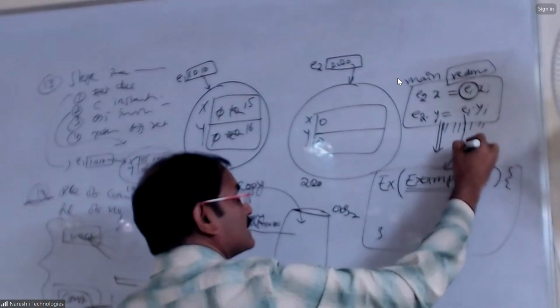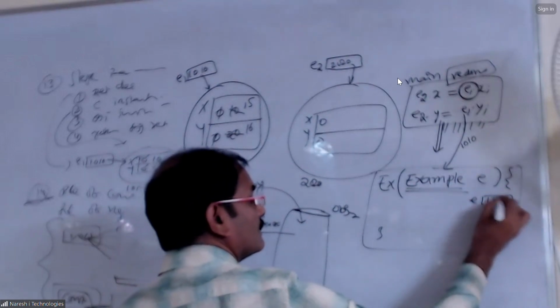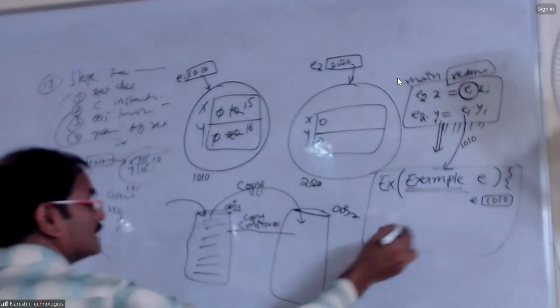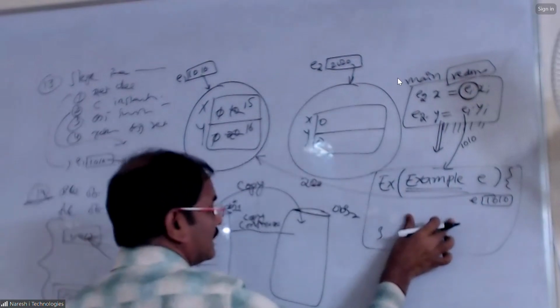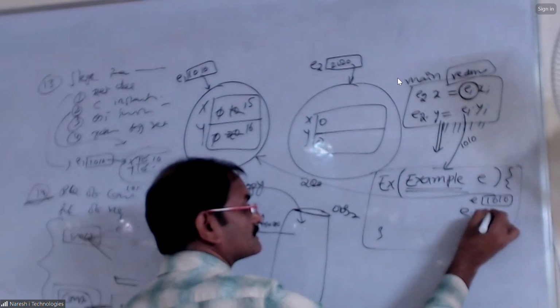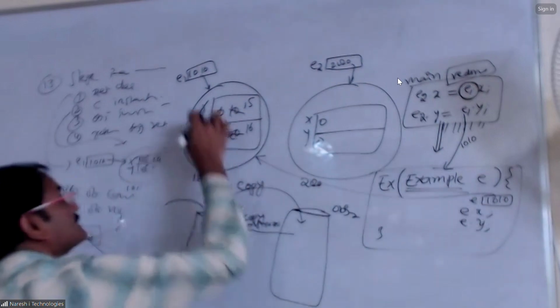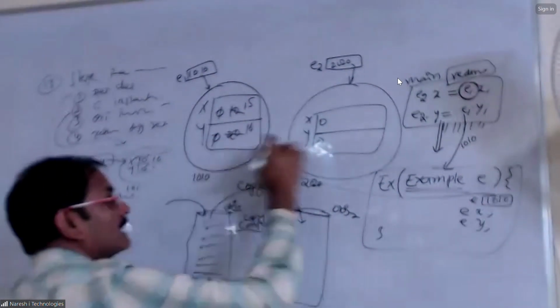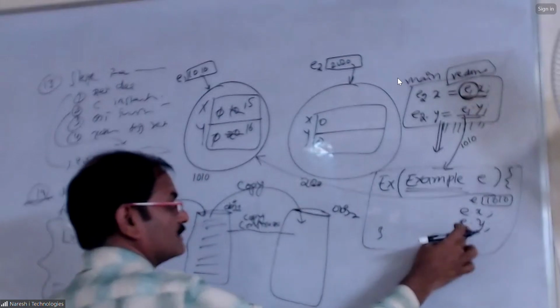Then what is the reference you are passing? 1010. Now 1010 is stored inside e. Now tell me, if you want to read e1 object data inside the Example class constructor, should I use e1.x or e.x? e.x, e.y, because now the parameter is pointing to the same object pointed to by e1. In the main method, I write e1.x. Inside the constructor, I have to write what?